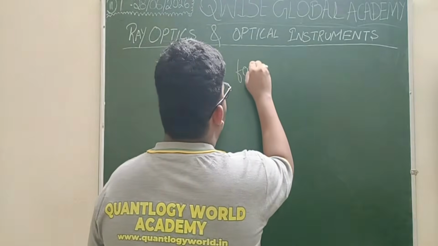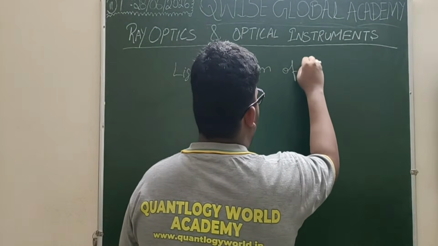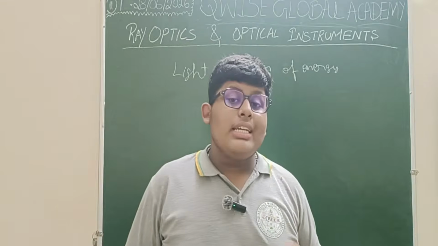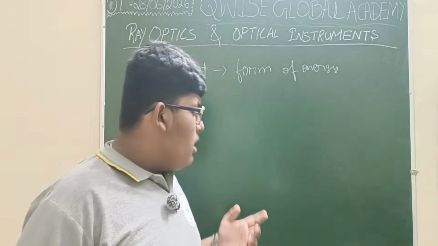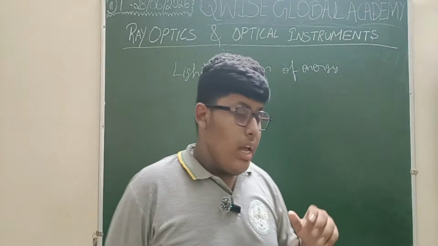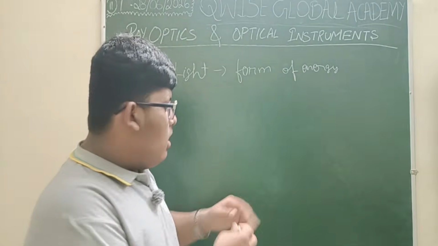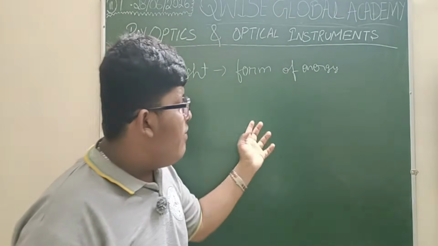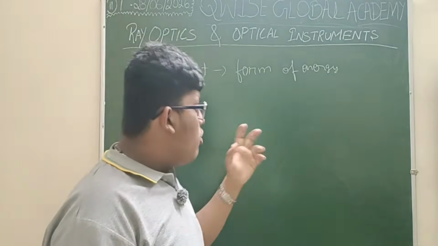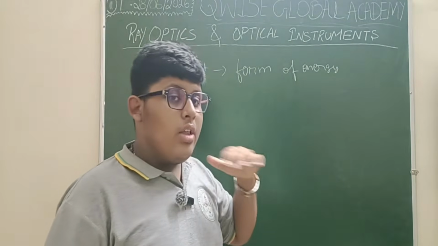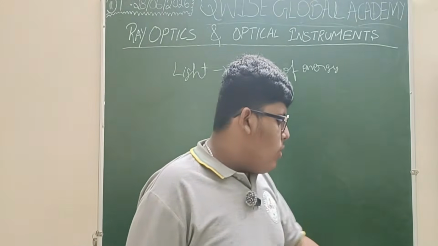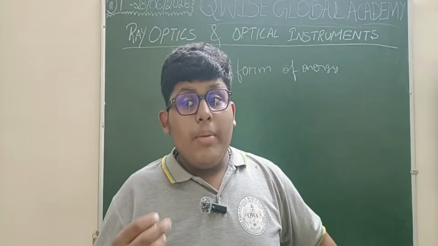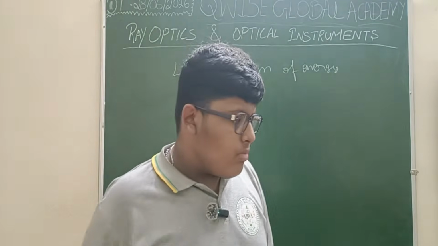Light is a form of energy. Light is a form of energy that creates the sensation of vision in our eyes. Means when light comes from a source and falls on an object, for example, this board is an object. When light comes from a source, falls on this board and reflects back to our eyes, then only are we capable of seeing this board. Otherwise we can't see this board. So we can say light is a form of energy which creates the sensation of vision in our sight, or which makes things visible to us.